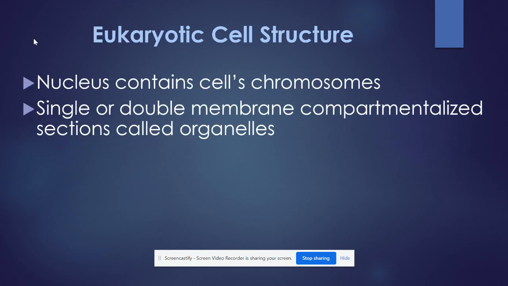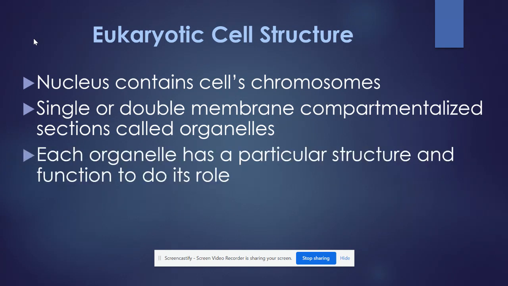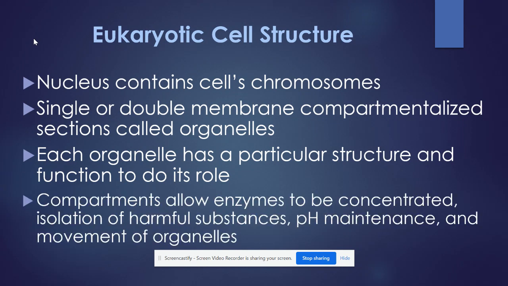Eukaryotic cell structure. The nucleus contains the cell's chromosomes, and then single or double membrane compartmentalized sections are called organelles. Each organelle has a particular structure and function to do its role. In biology, structure is always related to function. Its shape determines what it does. Compartments allow enzymes to be concentrated. It allows isolation of harmful substances. It allows pH to be maintained, and it allows for the movement of organelles.